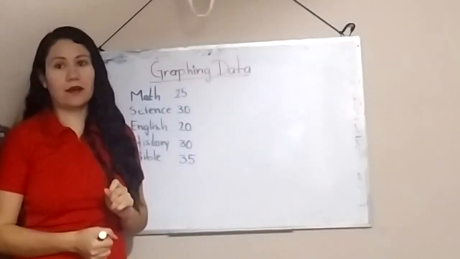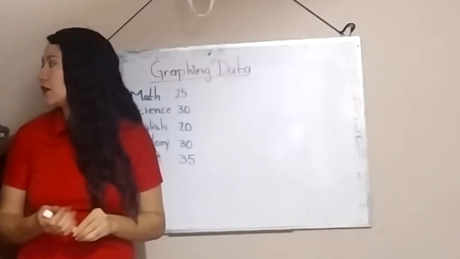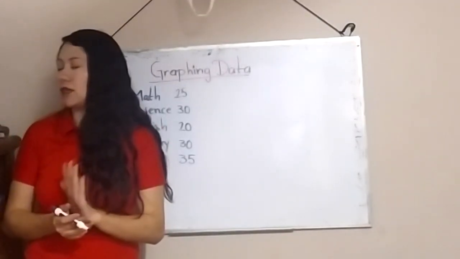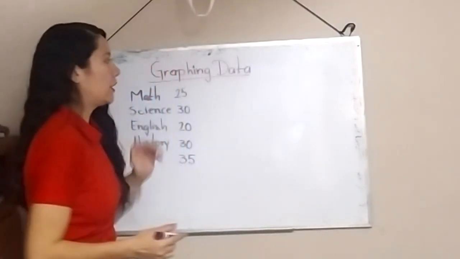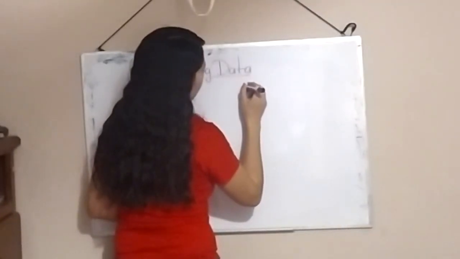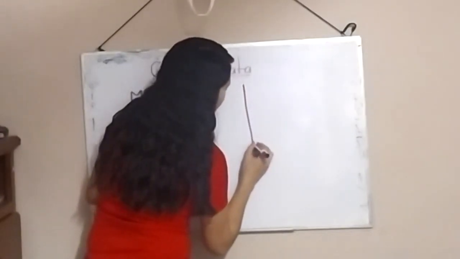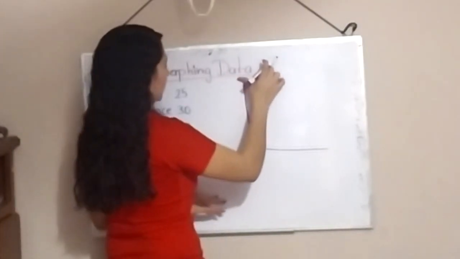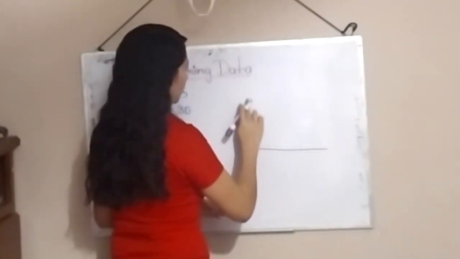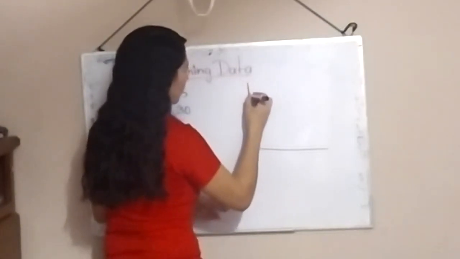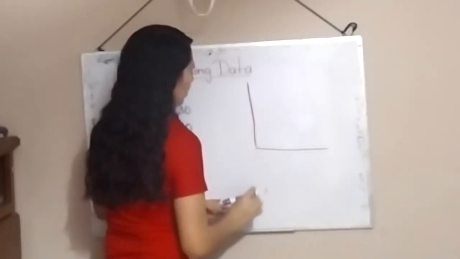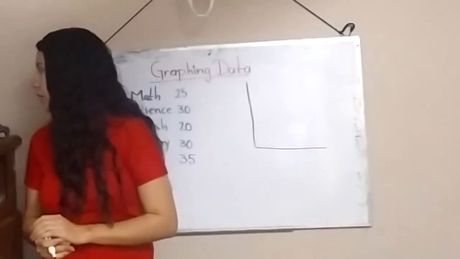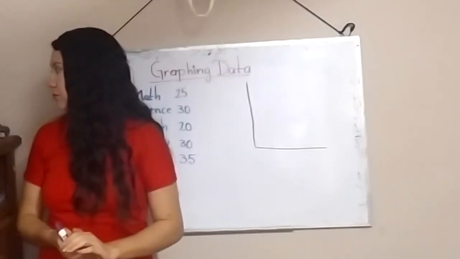Steps to make a bar graph. First, we need to draw and label the horizontal and vertical axes. We draw the axes. Hopefully they are straight. Please use a ruler and the squares in your notebook. And we have to label them.